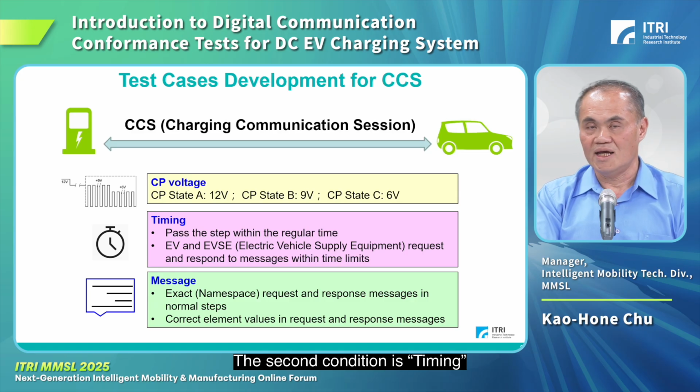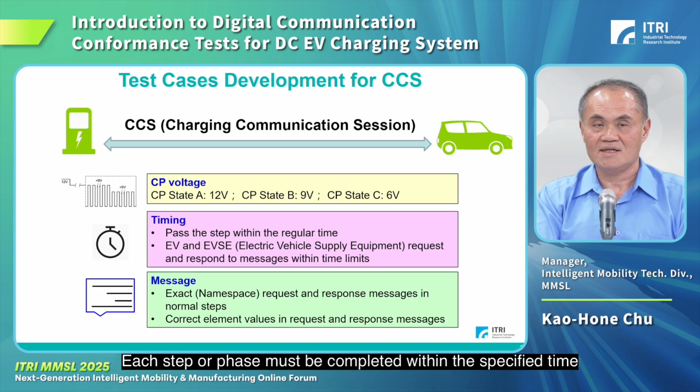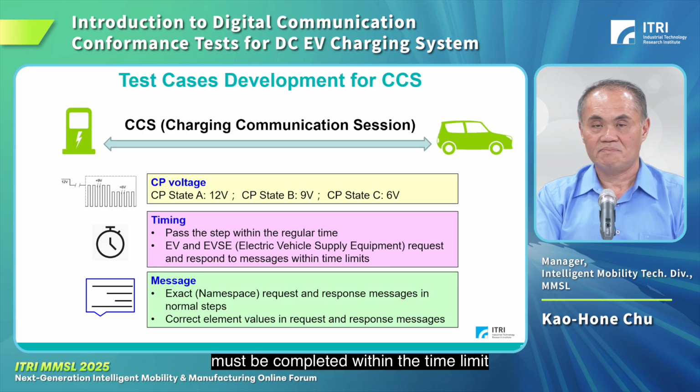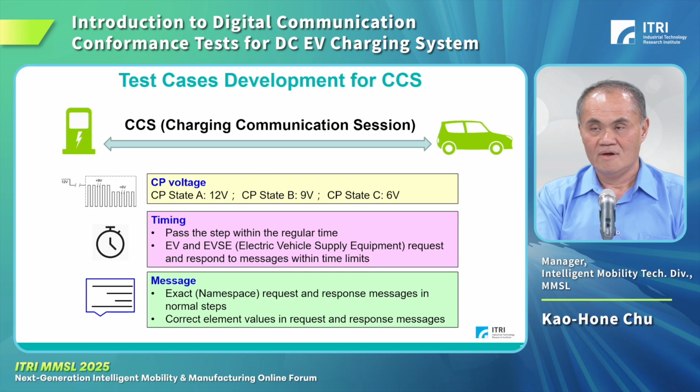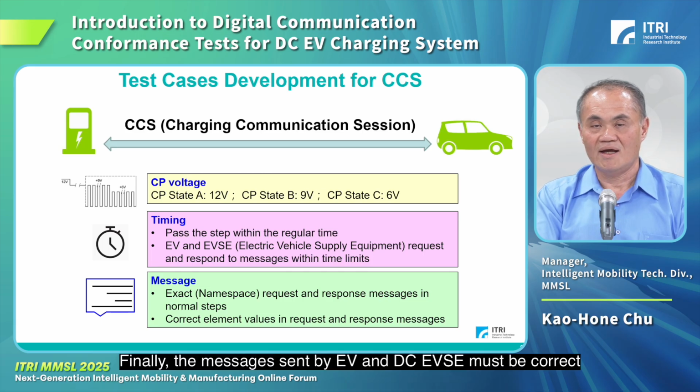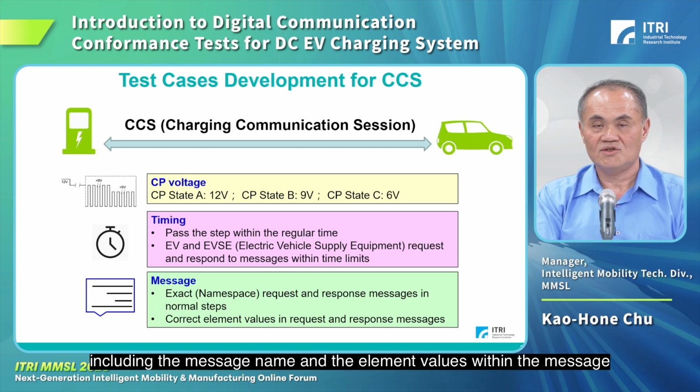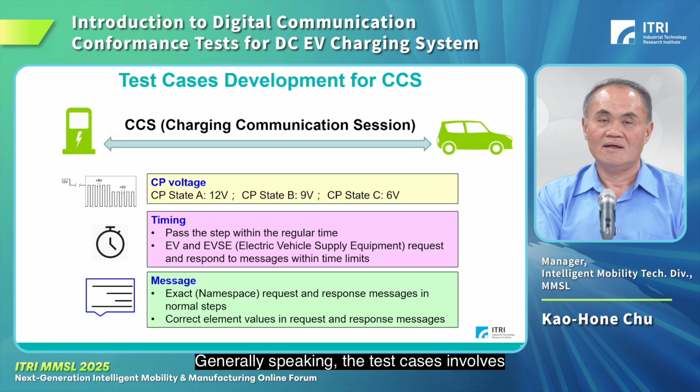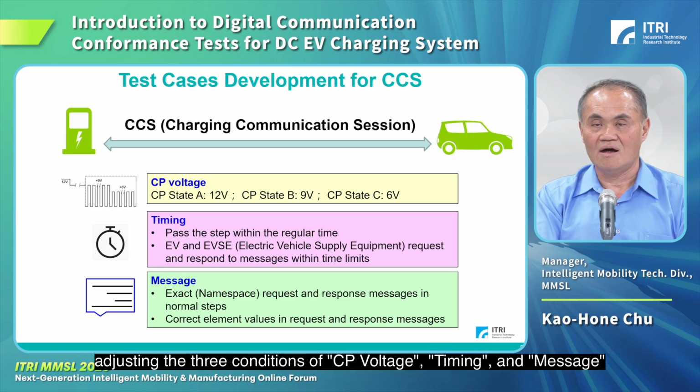The second condition is timing. Each state or phase must be completed within a specified time, and both the EV sending the request message and the EVSE sending the response message must be completed within a time limit. Finally, the messages sent by the EV and the DC EVSE must be correct, including the message name and the element value within the message. Generally speaking, a test case involves adjusting the three conditions: CP voltage, timing, and the message.